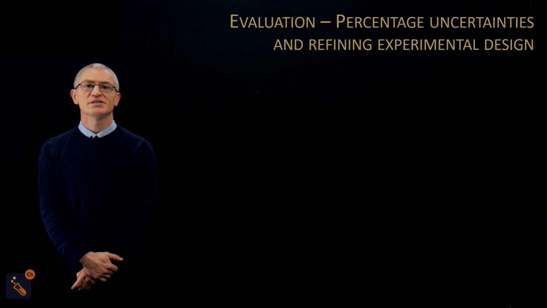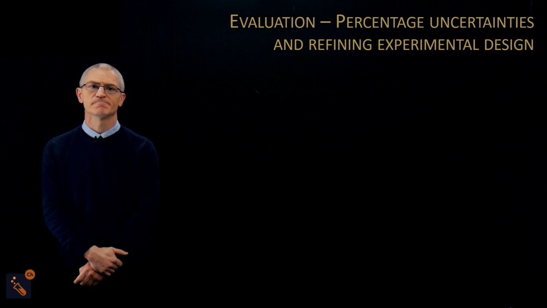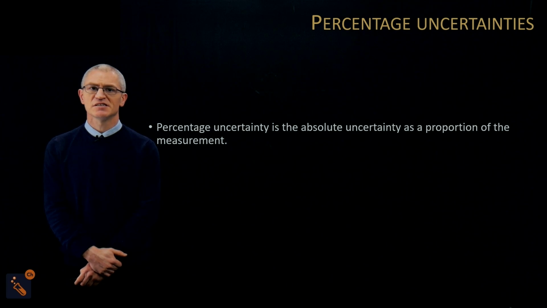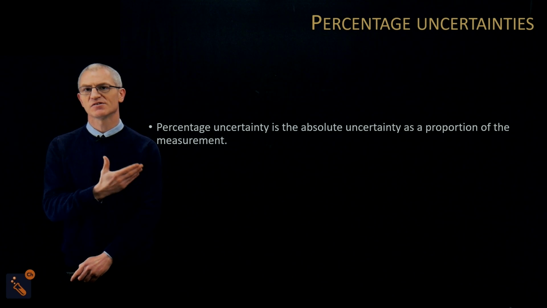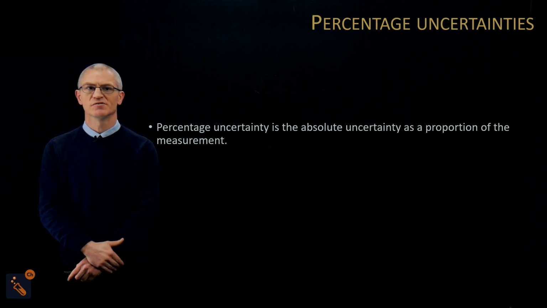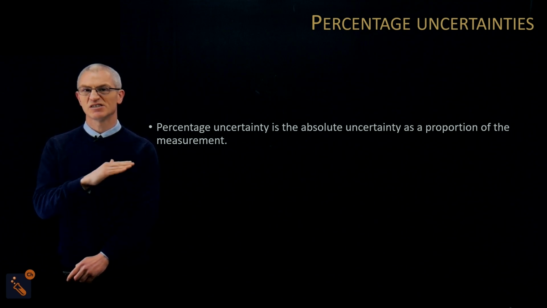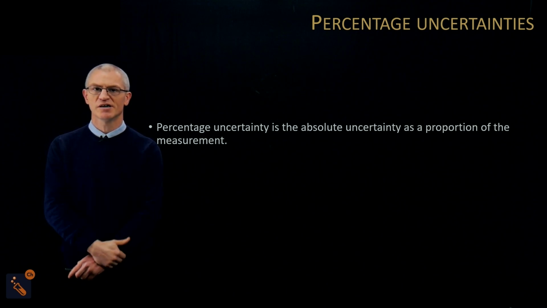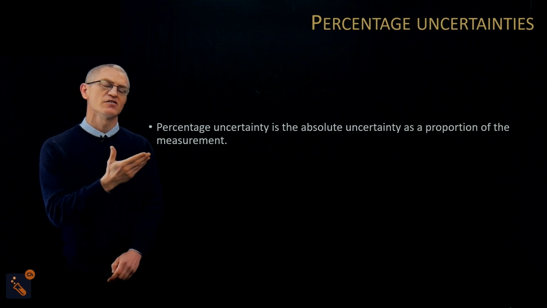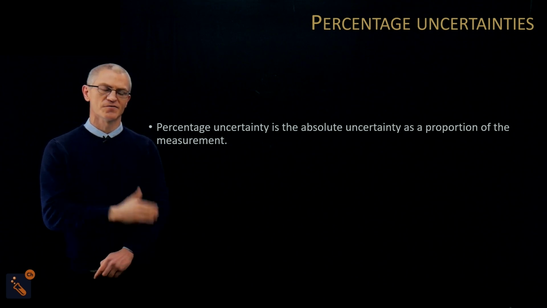In this video, we're going to talk about percentage uncertainties and show you how to calculate them and to refine the experimental design to lower those percentage uncertainties. Now, percentage uncertainty is the absolute uncertainty as a proportion of the measurement. That's a difficult definition to try to get your head around. But essentially, it is calculating how wrong the final value will be, according to the uncertainties or the errors you have in each bit of equipment you have. So this is dependent totally on the apparatus that you have.